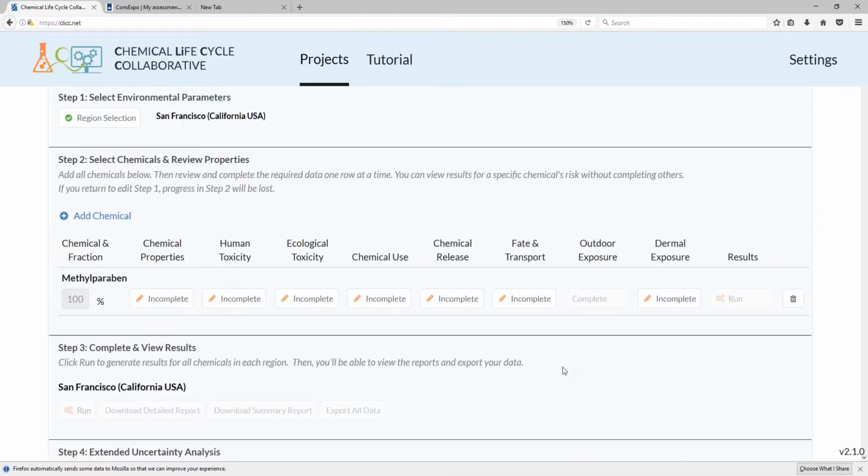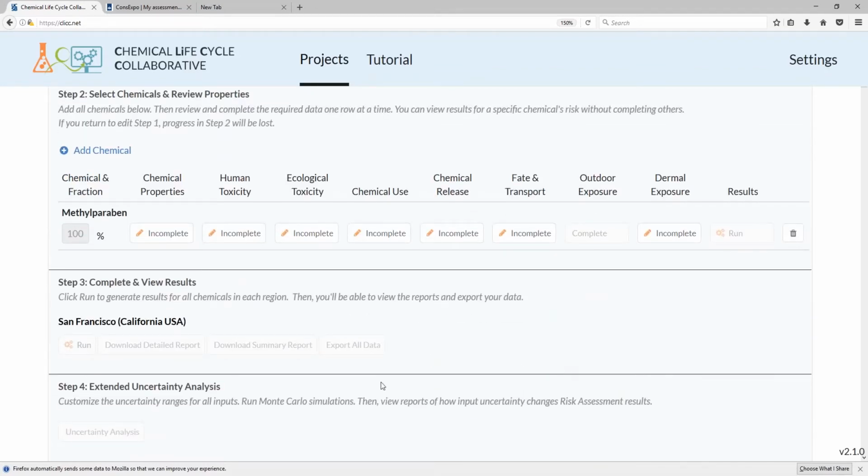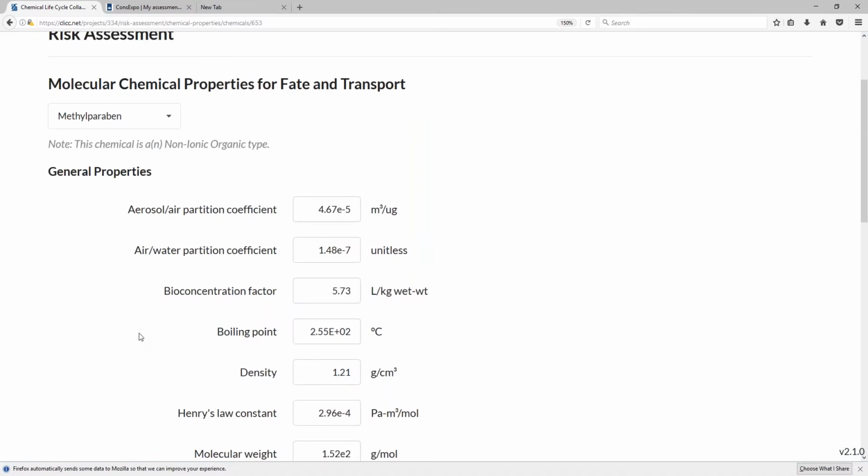So now we have our region, we have our chemical, and if it was part of a formulation, you could have different fractions. That would allow you to enter your formula with different fractions, and then the results would be weighted based on the fractions that it has. Right now, we didn't pick a formula. Then we can go to the chemical properties.